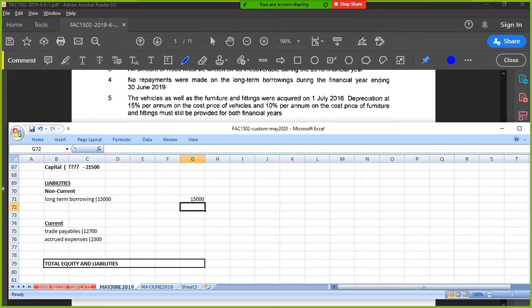The vehicles, as well as the furniture and fittings, were acquired on the 1st of July. The date is important because you might have to look at it in terms of depreciation depending on what method you're using. Depreciation, 15% on cost. It's both on cost, so that's fine. That's nice and simple then. 15% vehicles, 10% furniture. Must still be provided.